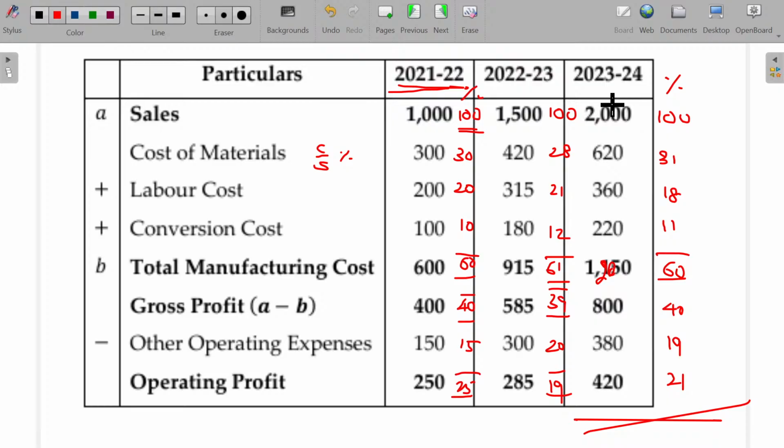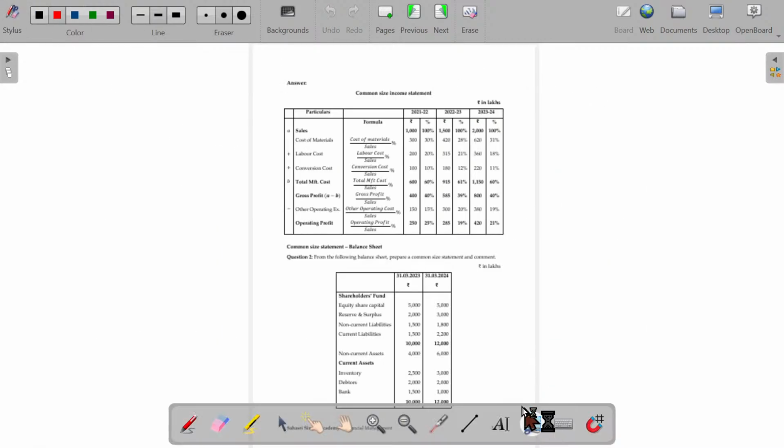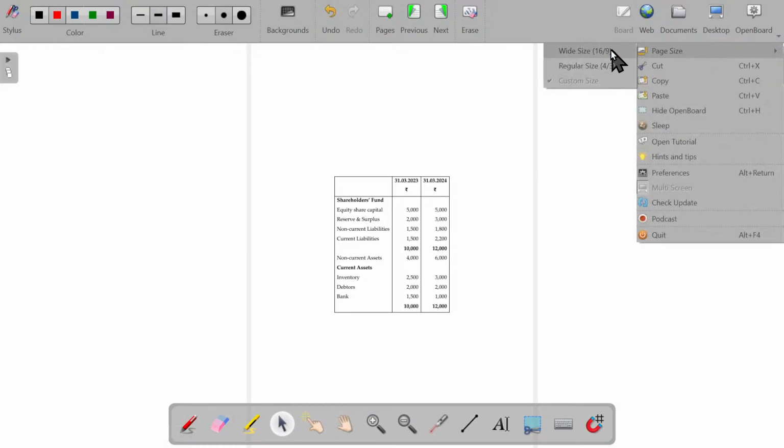Shall I move on to the next one? See, it requires no additional working. Learn, that's all. Not more than that. You can go straight away to the exams. You don't need to worry about these concepts. Now, common size balance sheet.